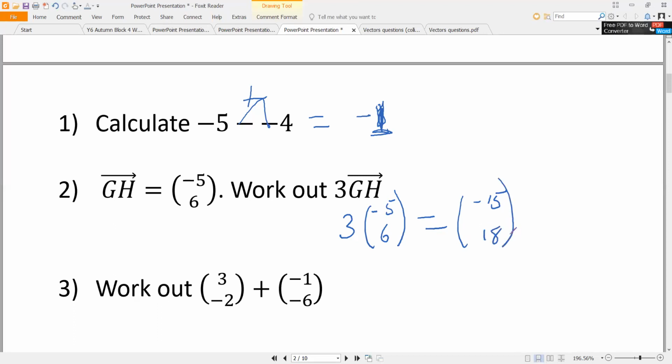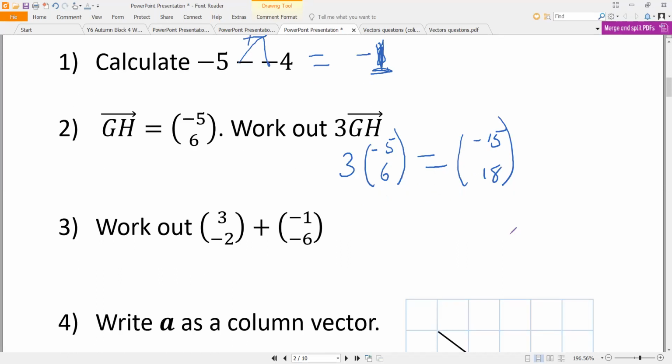So if I ask you to work out this vector and this vector by addition, all you need to do is to add the corresponding entries. So you have 3 plus -1, that is 3 minus 1, and 3 minus 1 is 2. Now you have -2 plus -6. Remember, the plus times this minus is going to give you minus. So -2 minus 6 is -8.